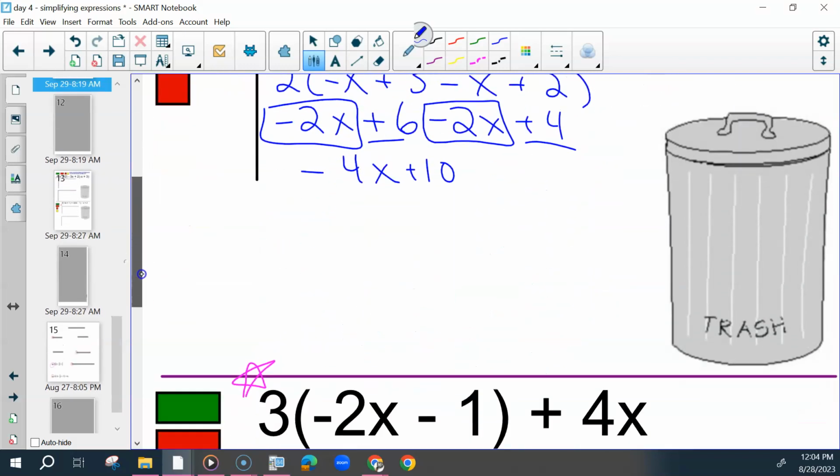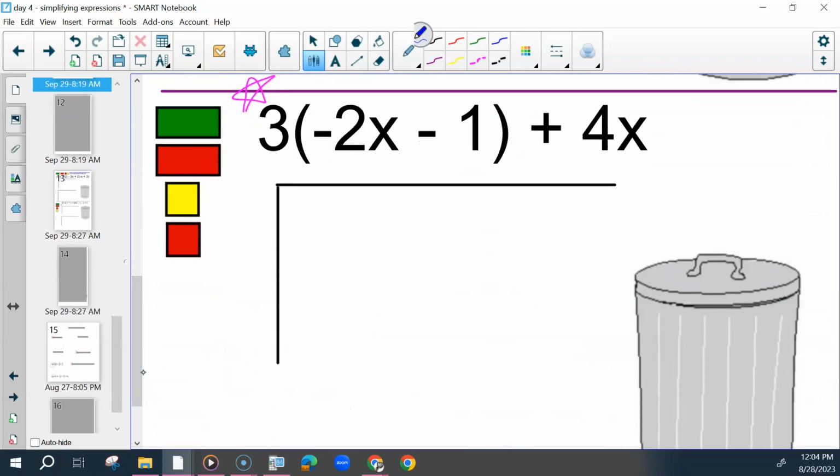Right, let's do this next one. And then I think we'll do one more and then we'll be done for today. Okay? So go ahead and distribute. What would we get after we distribute? Negative 6. And then 3 times negative 1, negative 3. We're going to bring down that 4x. So whatever is on the outside, we just bring it down. We cannot combine that with anything until we've brought everything down.